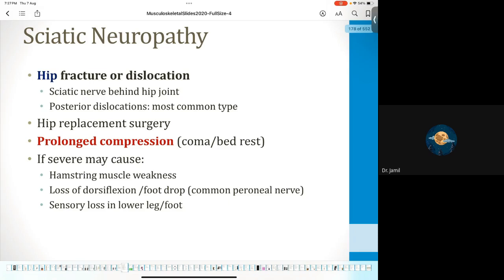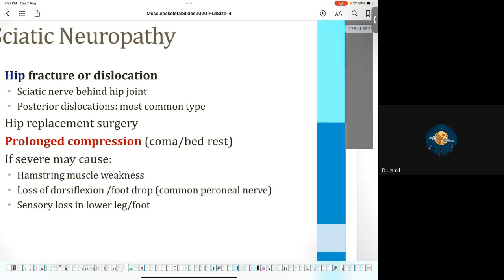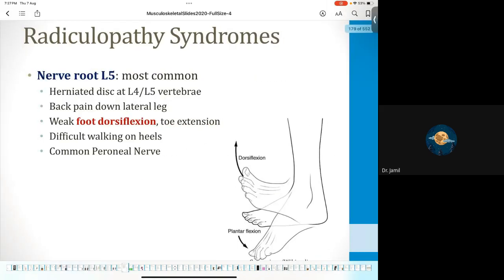So as a result of that, if sciatic nerve is compromised, what are we going to see in an individual? We are going to have hamstring muscle weakness. We know that loss of dorsiflexion, foot drop, the common peroneal is affected. We discussed that, and sensory loss as well, to the areas where it supplies, right?